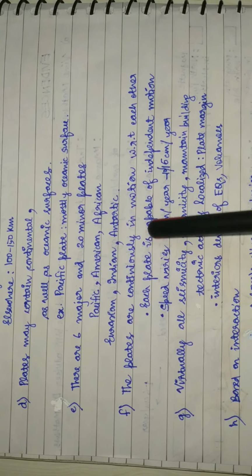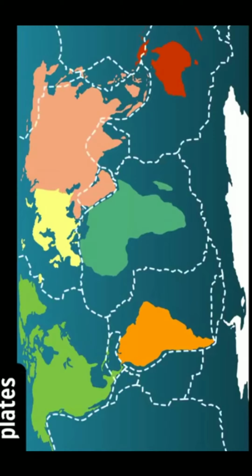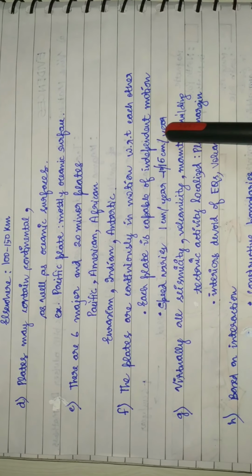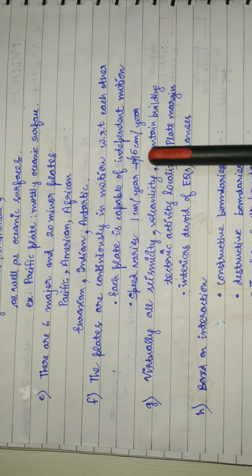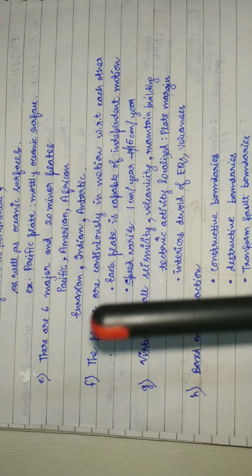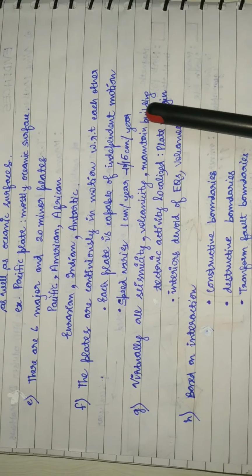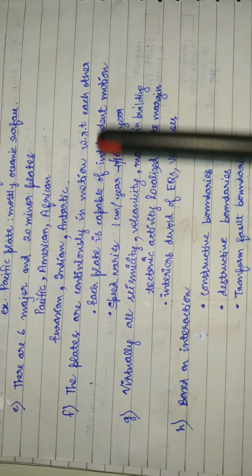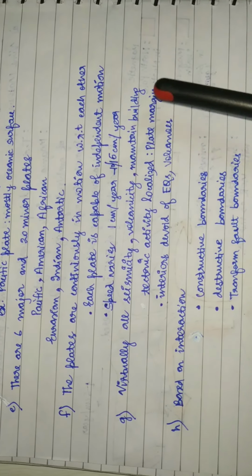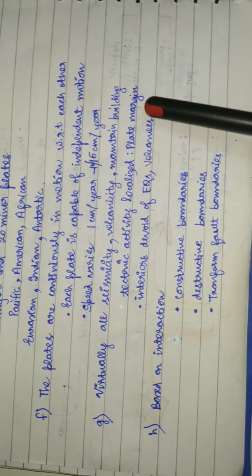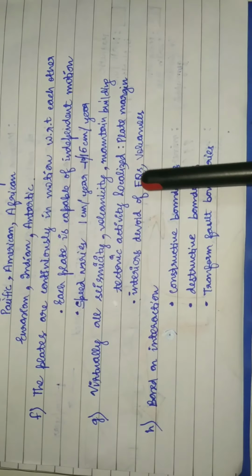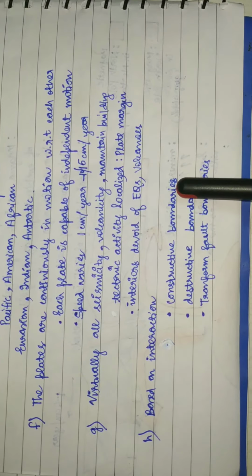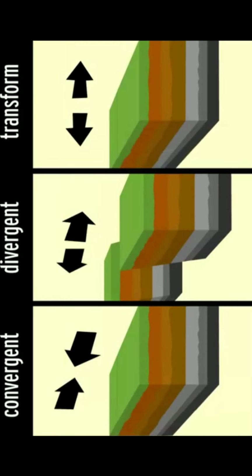The plates are continuously in motion with respect to each other. Each plate is capable of independent motion. The speed varies from 1 centimeter per year to 10 to 15 centimeters per year, and this speed is really appreciable, right? Virtually all seismic activity, volcanicity, mountain building and tectonic activity are localized at the plate margins, and the interiors of the plates are really devoid of earthquakes and volcanoes, right? It's devoid, but we can't say it's completely absent. Based on the interactions, there are three boundaries: constructive boundaries, destructive boundaries, and transform fault boundaries.